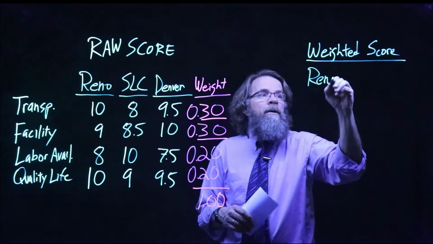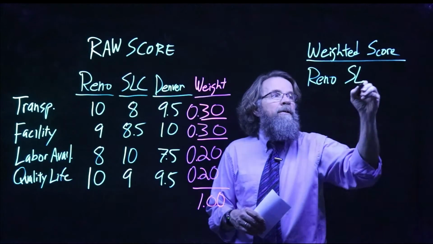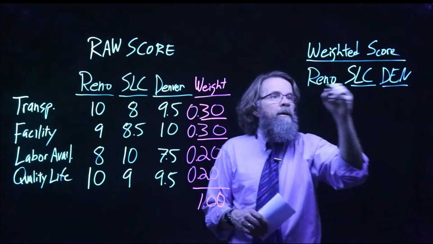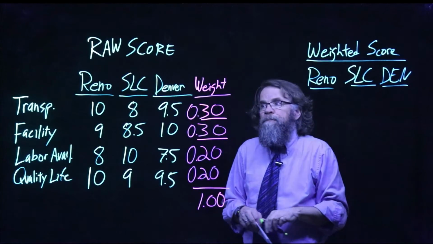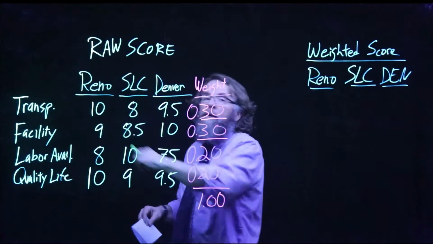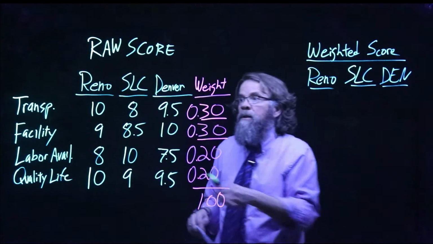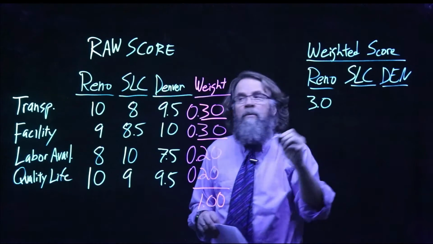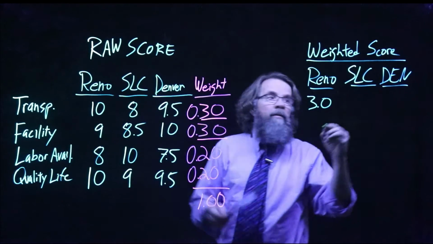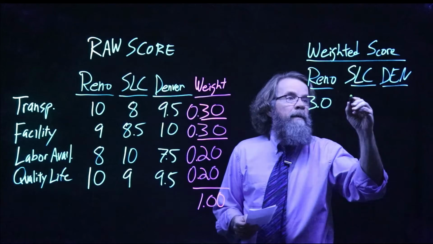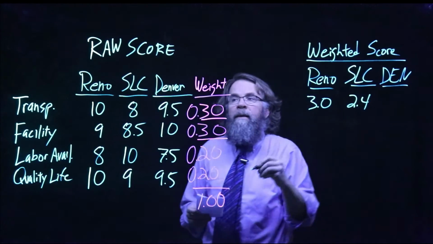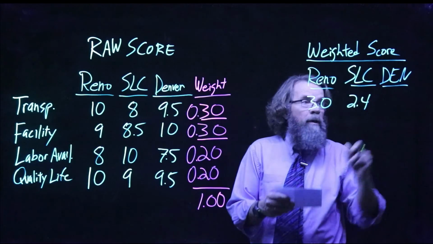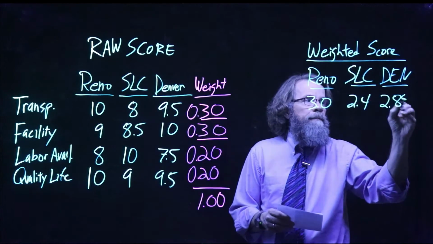So we have Reno, we have Salt Lake City, and we have Denver. Reno got a 10 on transportation because it had the cheapest transportation. So 10 times 0.3, so Reno gets 3.0. Salt Lake got a score of 8, so 8 times 0.3, we get 2.4. And then Denver, 9.5 times 0.3, got a score of 2.85.